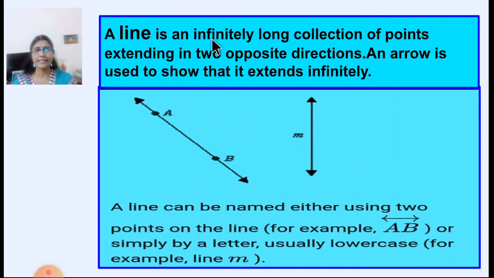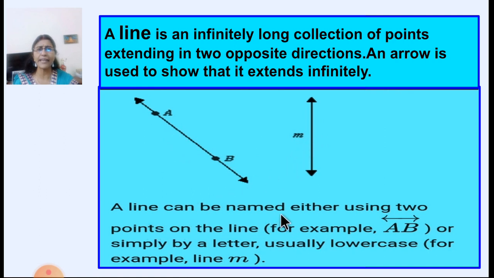A line is an infinitely long collection of points extending in two opposite directions. An arrow is used to show that it extends infinitely. So you can see here two lines are drawn with arrowhead on both the sides. That means it can be extended to infinity in both directions. And here A and B are the names. Here this is the name of the line.